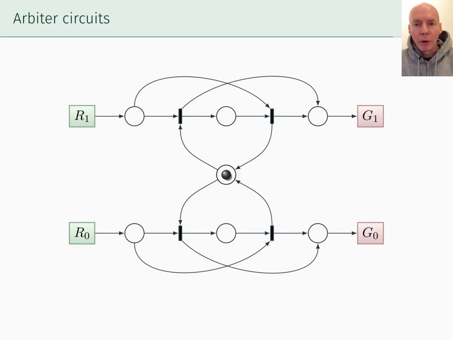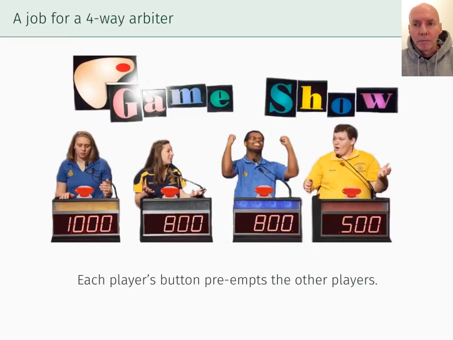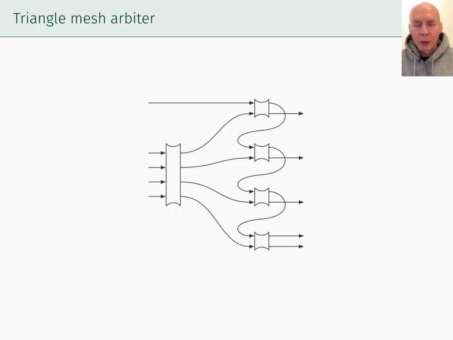And why would you ever want an arbiter with more than two inputs? Maybe lots of reasons. Maybe you have a game show where the presenter poses a question and whoever knows the answer presses a button. But if more than one person presses a button, the first person to press it locks out the others, and only that person gets to answer. For that application, you would need a four-way arbiter. And here's one way to build a multi-way arbiter.